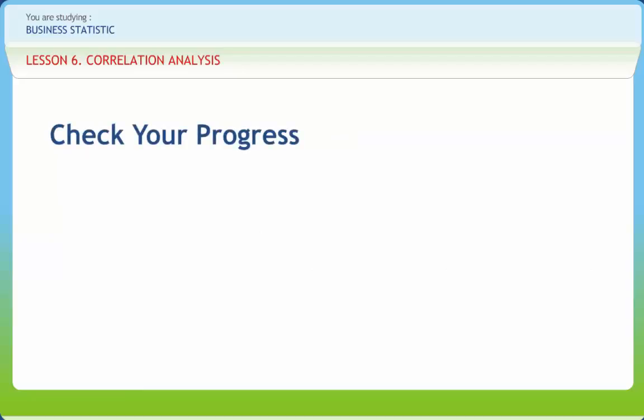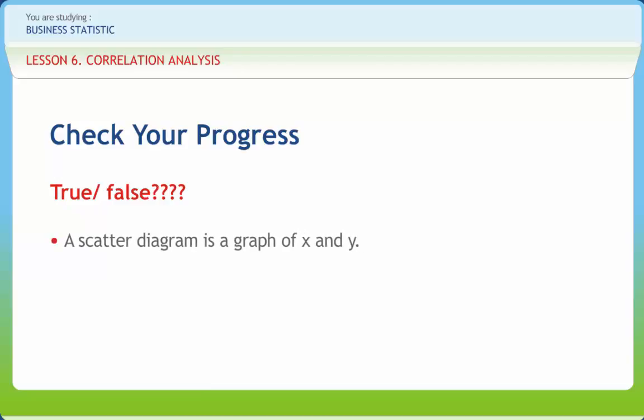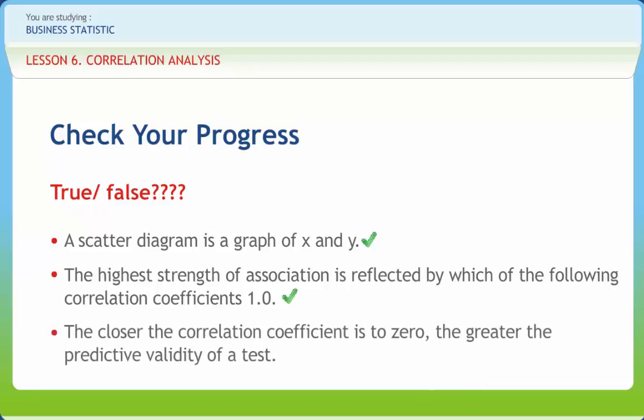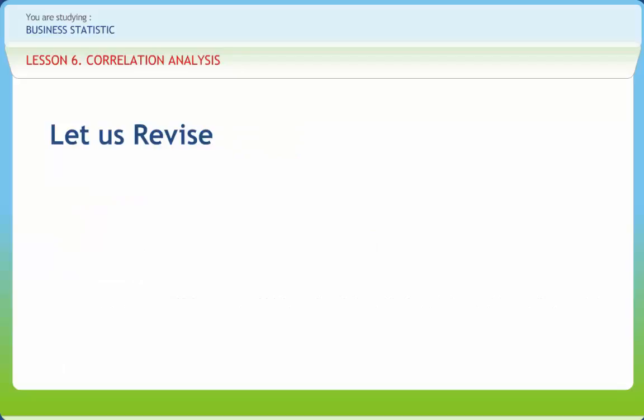Now let us check if we have understood the various concepts discussed in this lesson clearly. A scatter diagram is a graph of x and y. Right or wrong? Right. The highest strength of association is reflected by which of the following correlation coefficients? 1.0. Right or wrong? Right. The closer the correlation coefficient is to 0, the greater the predictive validity of a test. Right or wrong? Wrong.